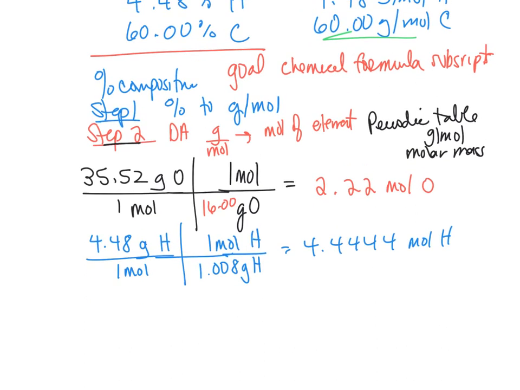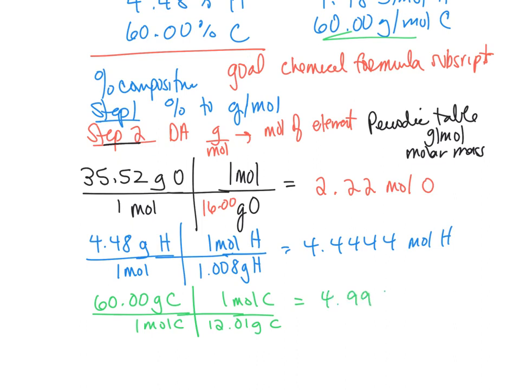And then you got to do the next one, which is 60 gram of carbon over 1 mole of carbon. And then you look at the periodic table and you see that's 12.01 gram of carbon for 1 mole of carbon. And so you do 60 divided by 12.01, and that's 4.9958 mole of carbon. And now you want to do step 3.